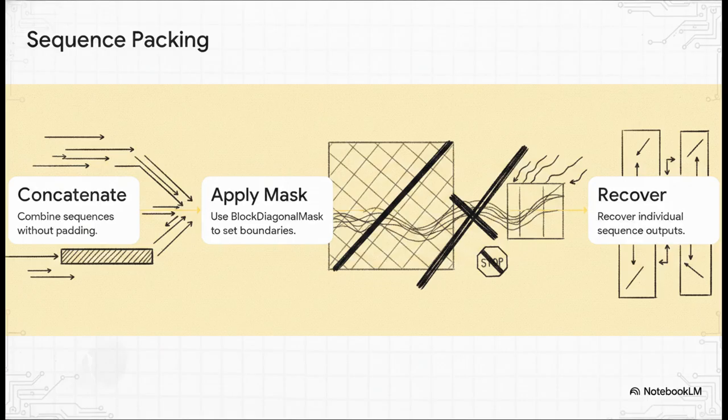Instead, we can just concatenate those variable length sequences directly into one long, continuous sequence, eliminating padding completely. Then we apply what's called a block diagonal mask. This mask acts as a strict boundary, preventing attention from bleeding across different sequences. That way, a document doesn't accidentally attend to a completely unrelated document shoved right next to it. Finally, you recover the individual sequence outputs. It's just a wonderfully efficient way to run packed causal attention for decoder workloads without wasting a single flop.